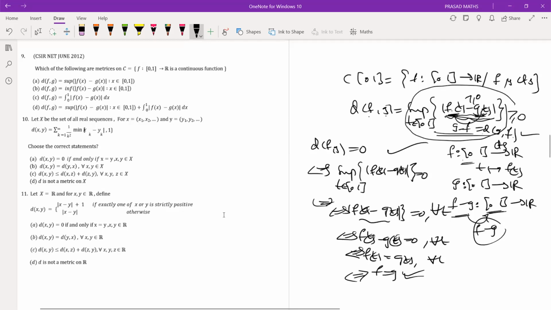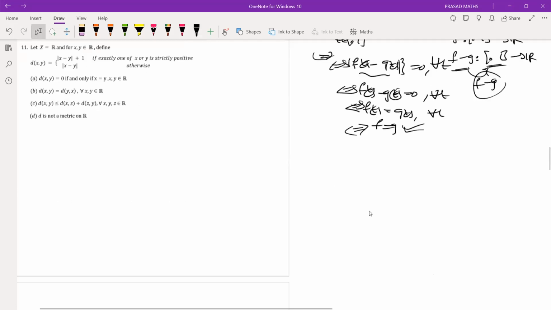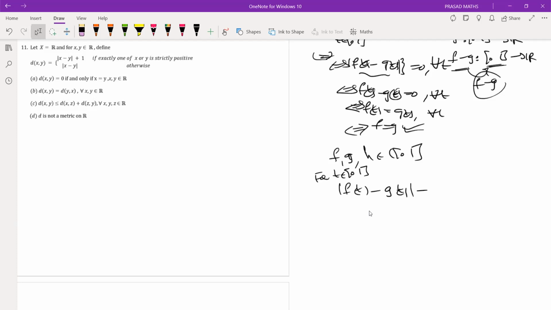So what is the last property? The triangle inequality. To prove the triangle inequality, how many functions do I need? I need 3 functions. Take 3 continuous functions, real valued continuous functions. Now what I do is start with fixing t belonging to the closed interval [0,1]. This is a standard argument. Once you prove it, you understand. So f of t, adding and subtracting h of t.